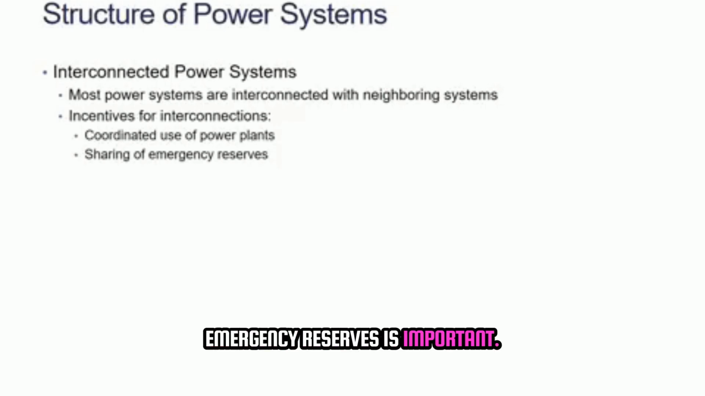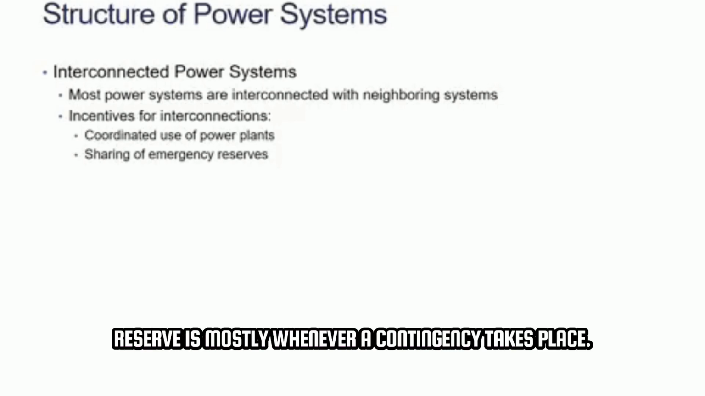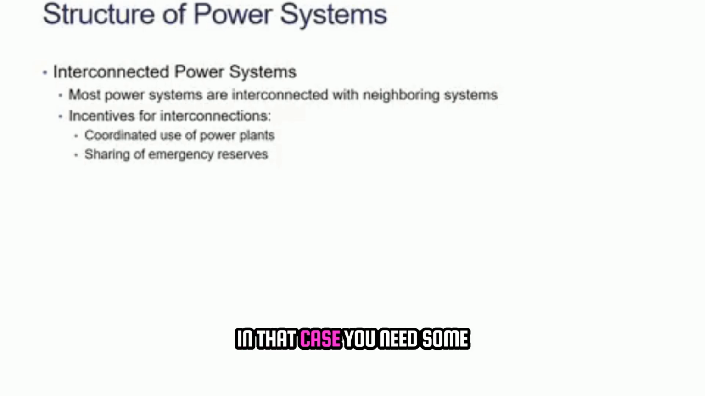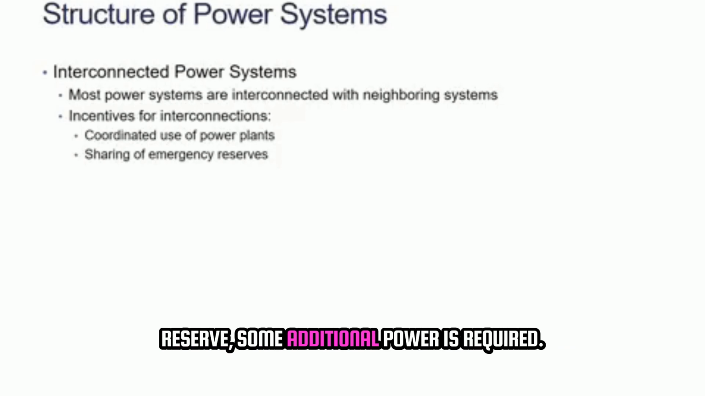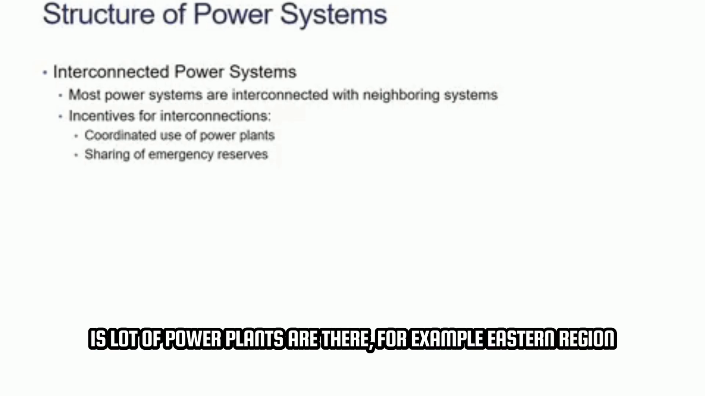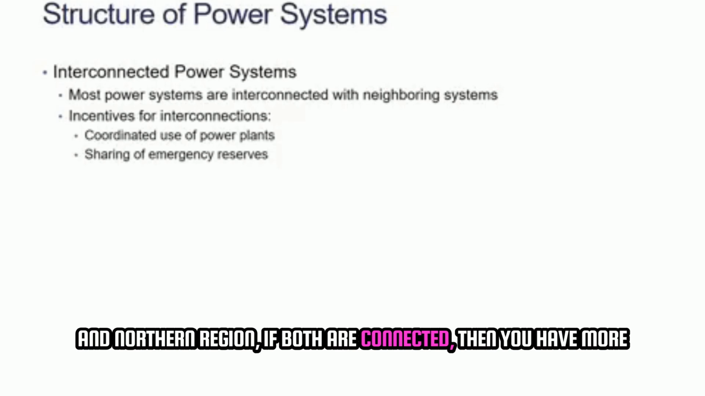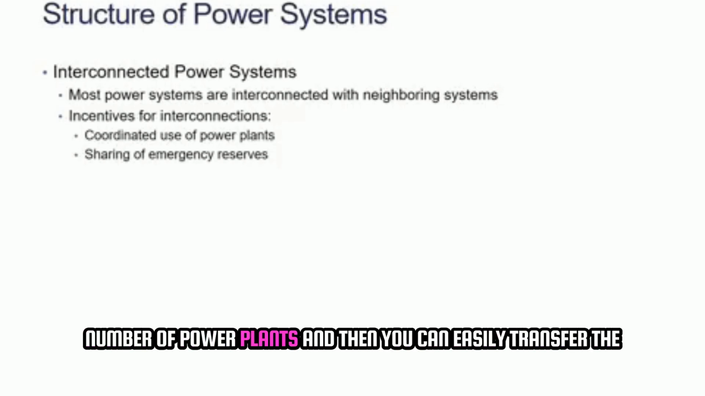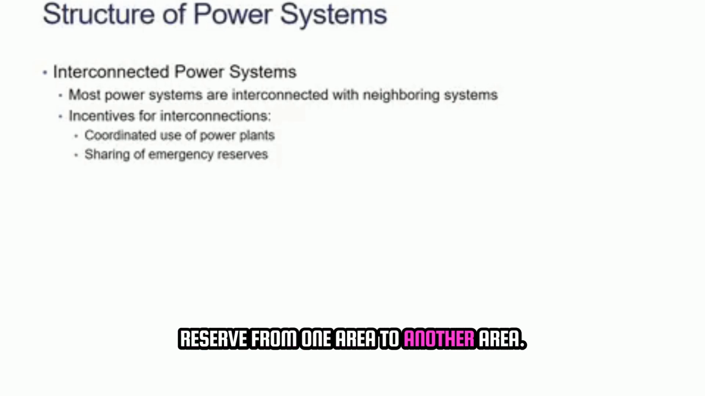Emergency reserves are important. Reserve is mostly needed whenever a contingency takes place. In that case, you need some reserve, some additional power is required. And if you have a big system with a lot of power plants, for example the eastern region and northern region, if both are connected, then you have more power plants, and you can easily transfer the reserve from one area to another area. So this becomes really important.